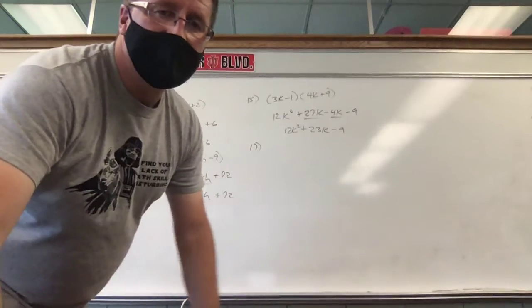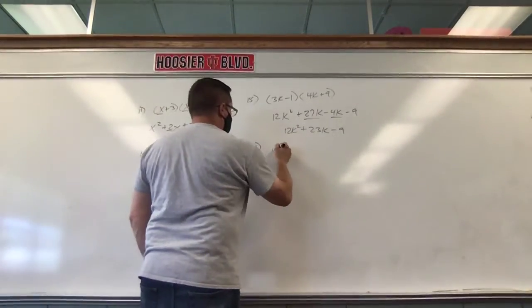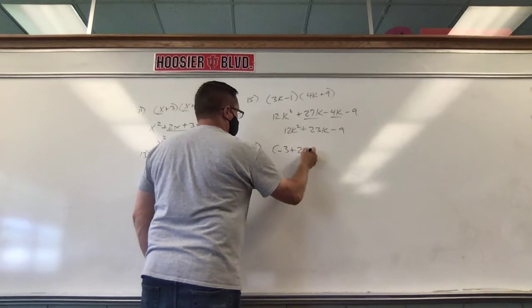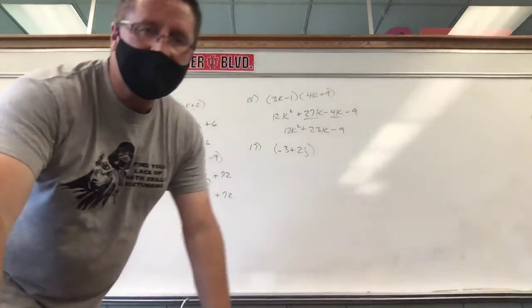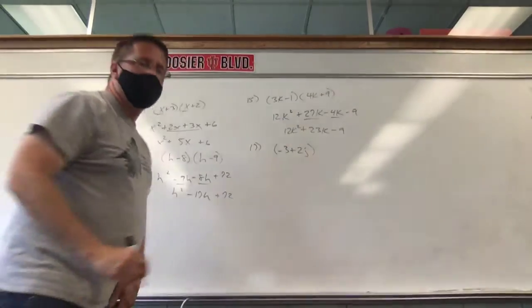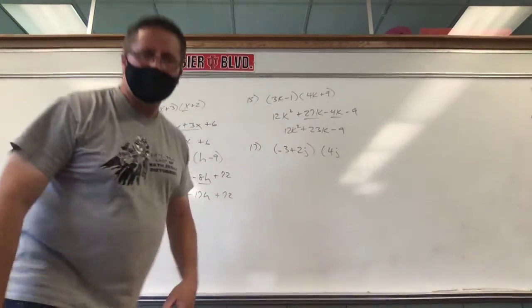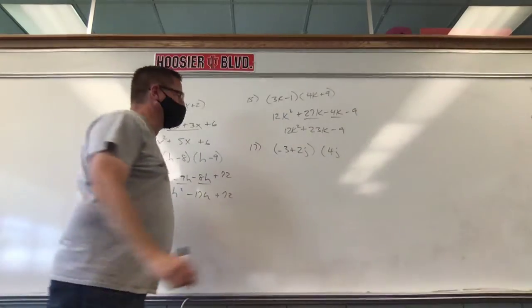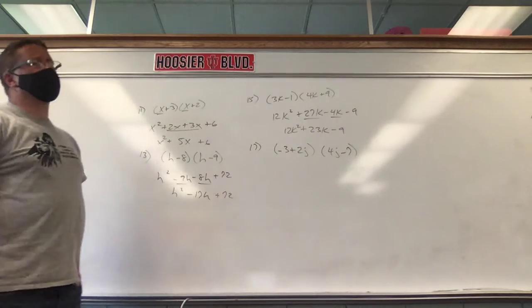Okay, this one looks a little weird, but that's all right. Negative 3 plus 2j. Hopefully, when I put this up here, you'll understand. You look at this and go, this looks kind of weird. I mean, this one looks a little different. Anybody know why? We're still gonna do the same thing.